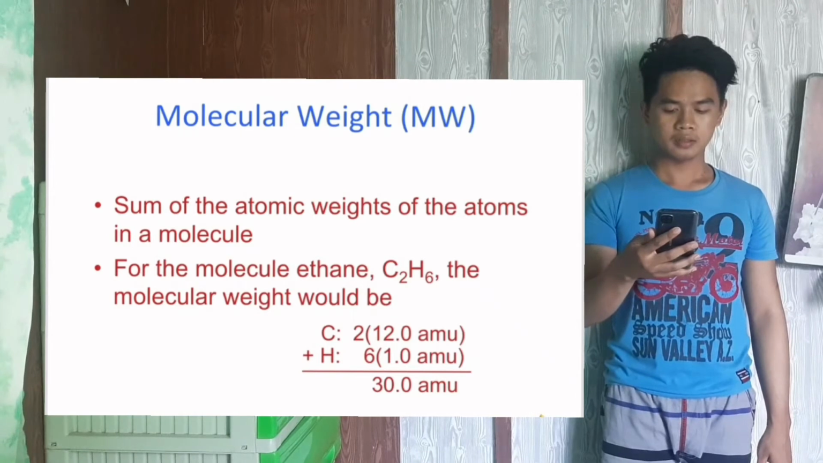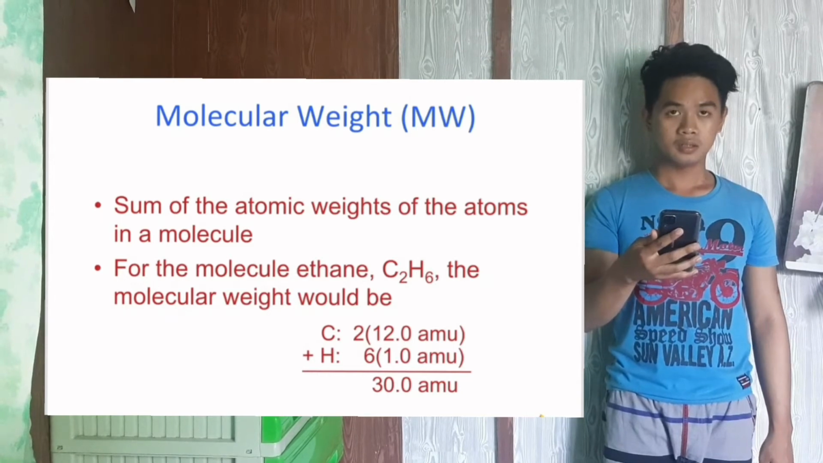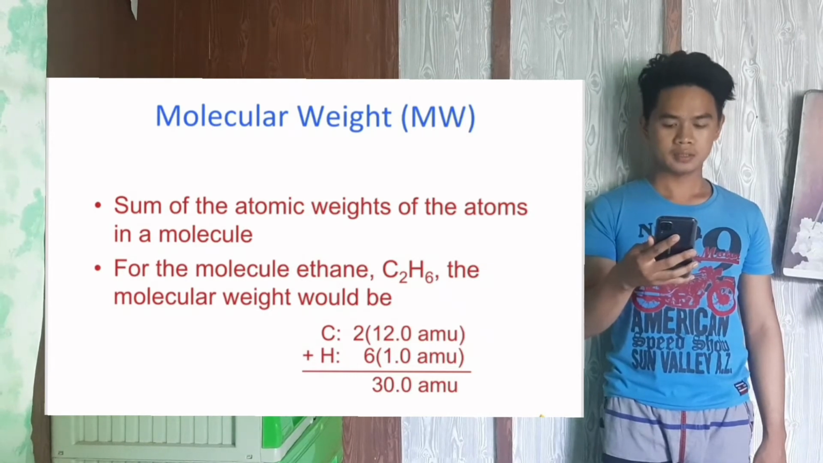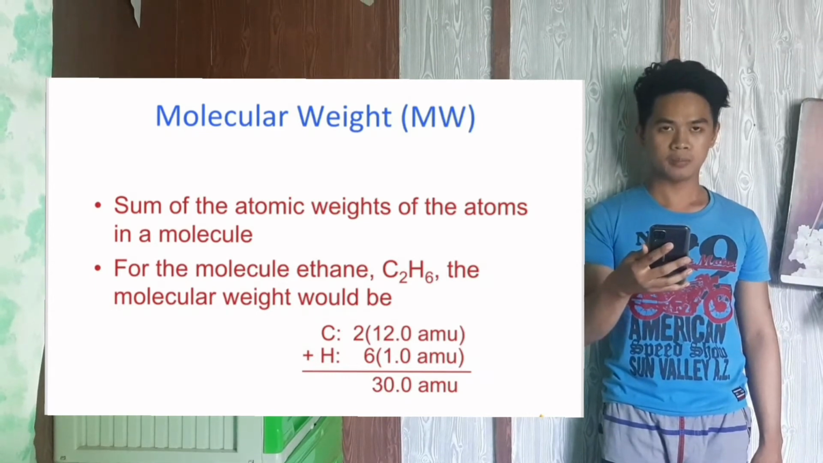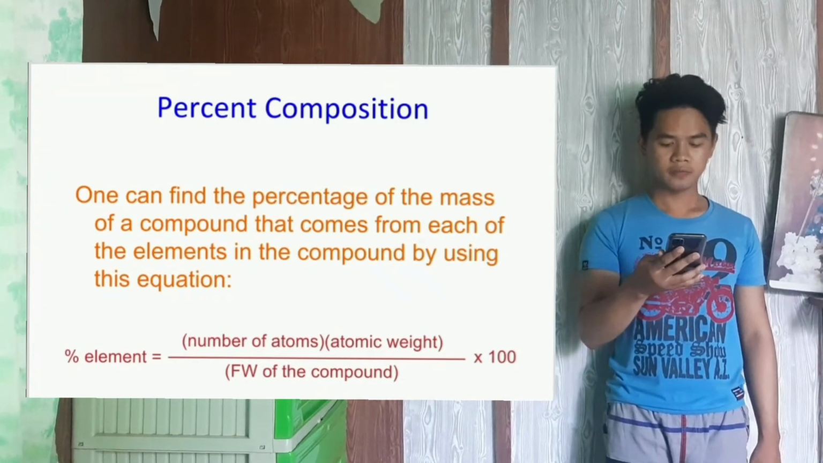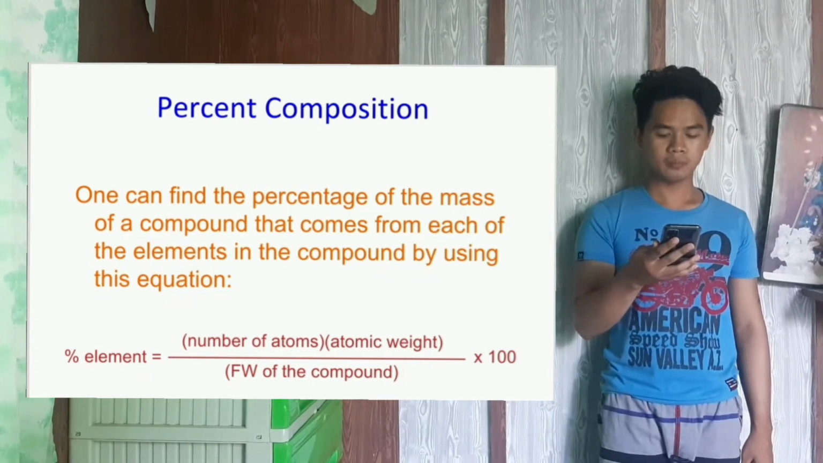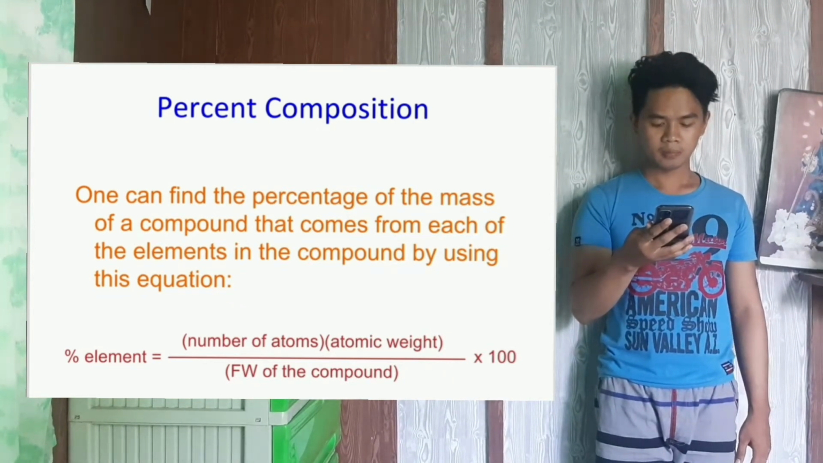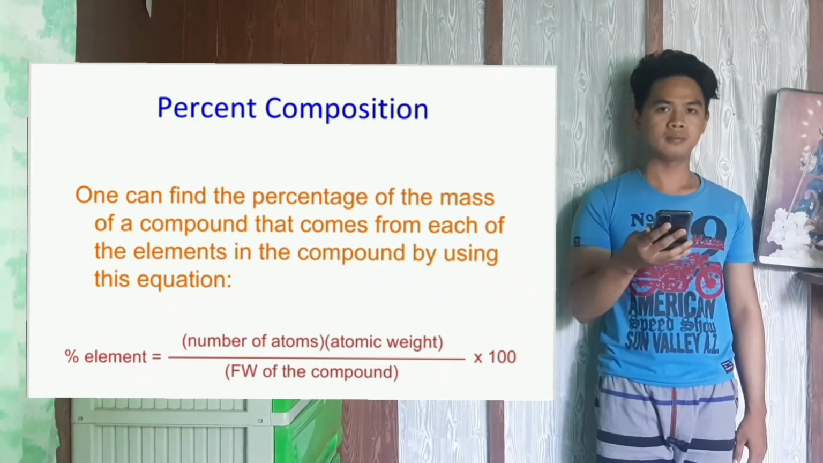For the molecule C2H6, the molecular weight would be carbon 2 times 12.0 amu plus hydrogen 6 times 1.0 amu equals 30.0 amu. Percent composition: one can find the percentage of the mass of a compound that comes from each of the elements in the compound by using this equation. Percent element equals number of atoms times atomic weight over the FW of the compound, times 100.